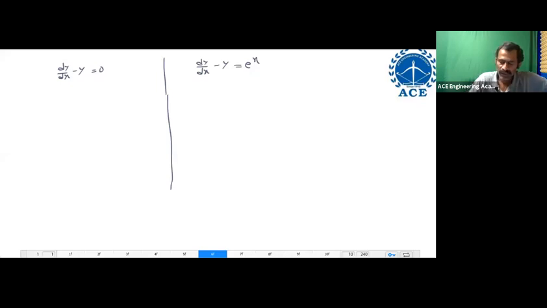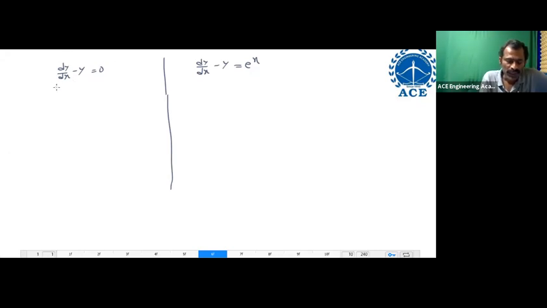Yes, both are linear because in every term we have a power of y as 1, the power of the derivative is 1, there is no product of y and its derivative, and there is no transcendental function of the dependent variable. So both are linear and first order. Then what is the difference between these two? Very good. One is homogeneous, one is non-homogeneous.